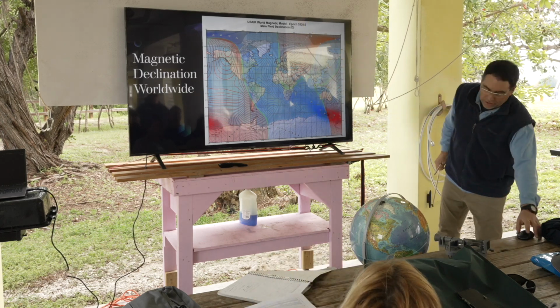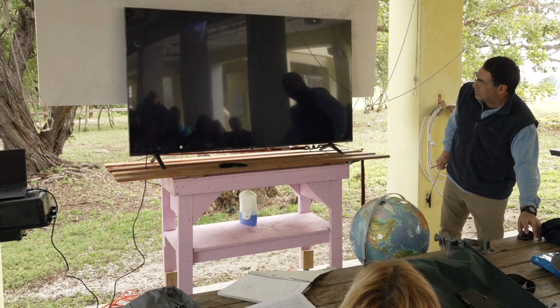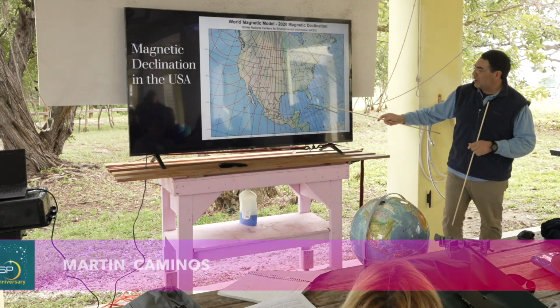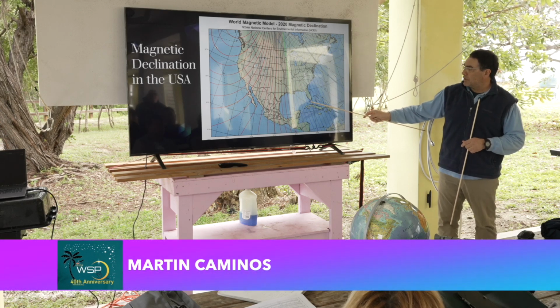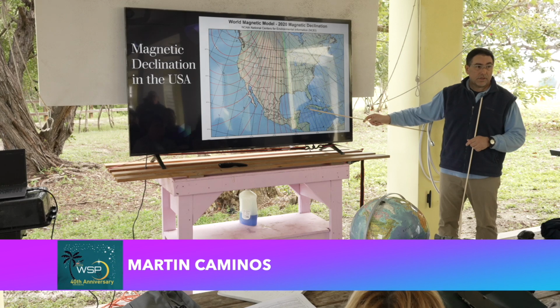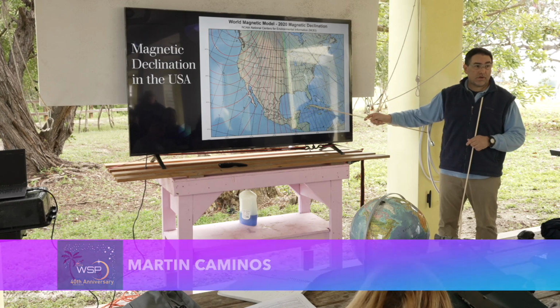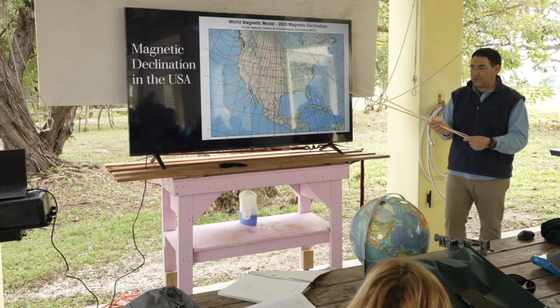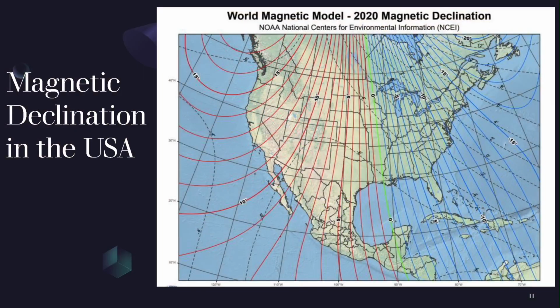Let's take a closer look at North America, just to make it simpler. If you see here, we are around here. You see the magnetic declination, or variation, is actually 5 degrees, meaning that the magnetic north is 5 degrees to the west of where we are. So this is the true north that we are getting with the GPS or the phone. The magnetic north is going to be like this, 5 degrees to the west.